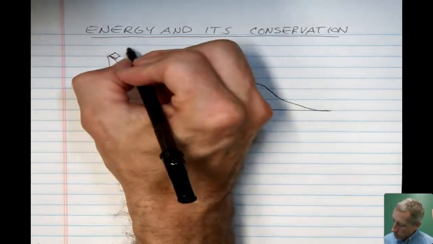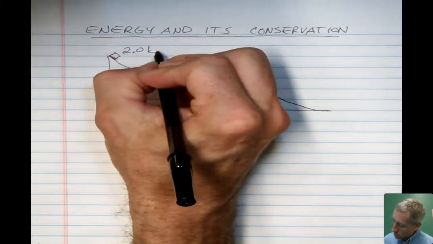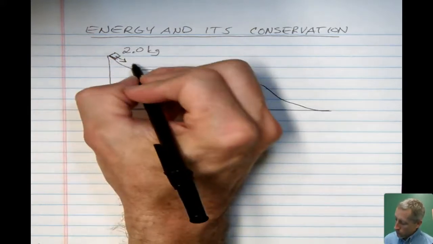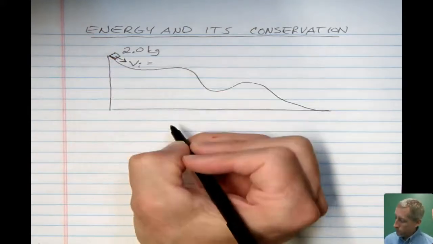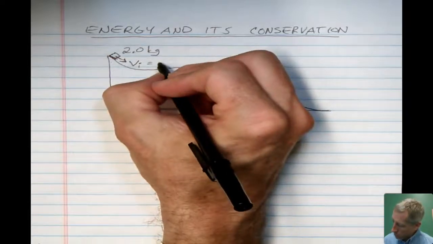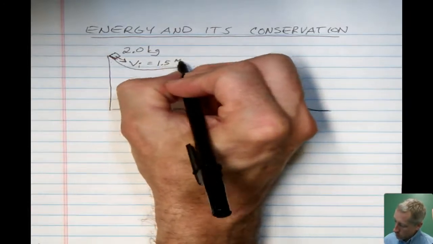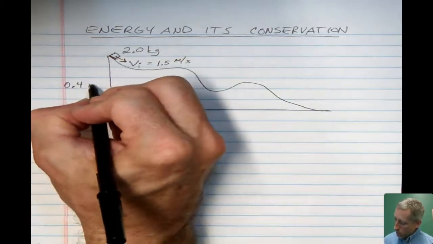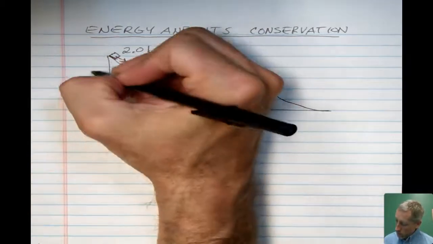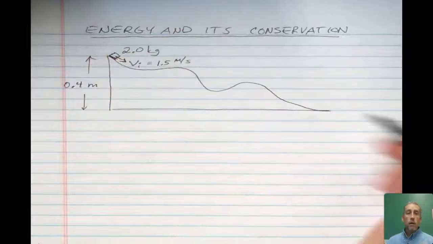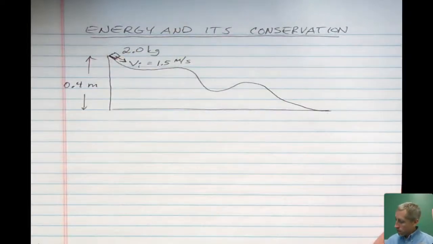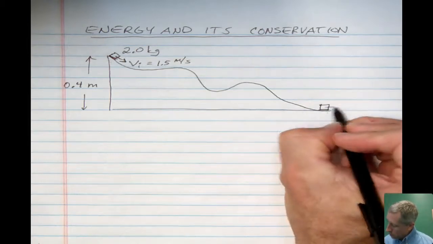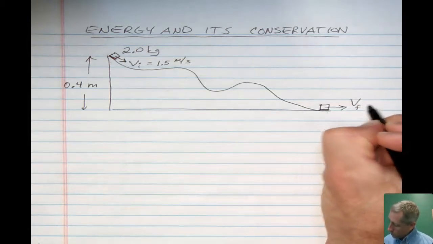Let's say we've got a 2 kilogram mass, and something's going to give it an initial push. So we'll call that the initial velocity. And let's use 1.5 meters per second just for a convenient number. Maybe one of the parameters is that the height, the initial height above the ending position, is 0.4 meters. And maybe we're asked about the object when it gets to the end, like what final velocity would it have?